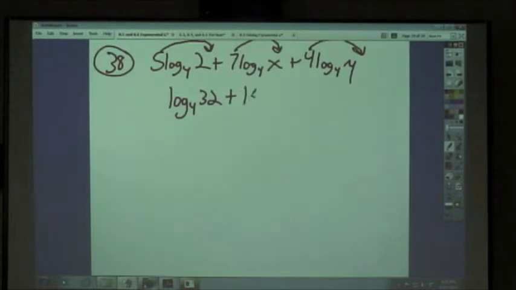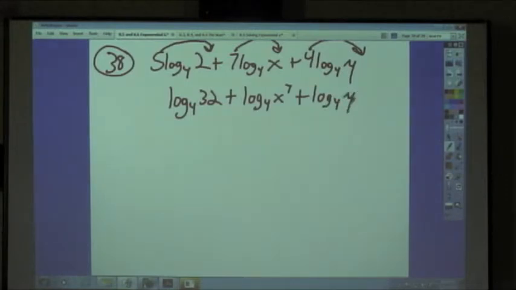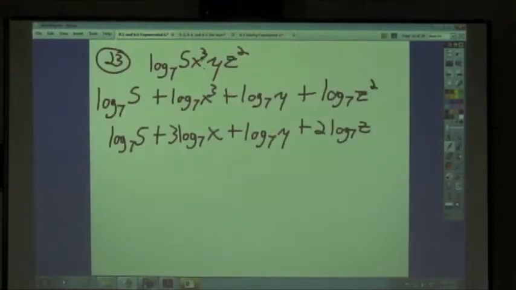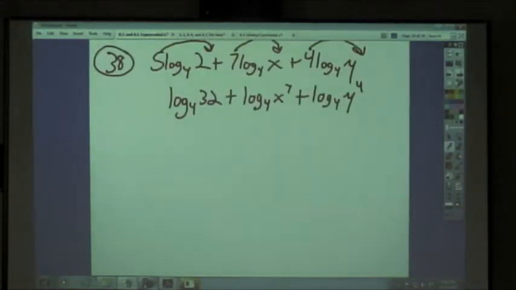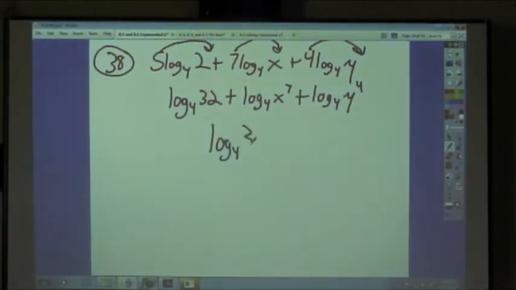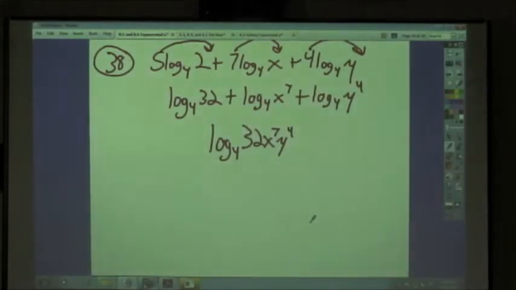Then I move this in here. This will be log base 4 of x to the 7th power and log base 4 of y to the 4th power. Notice there's addition between all of these. So very much like that one that we expanded a little while ago, that we had a lot of things that were multiplying, we separated them with addition. Same thing here, except we're going backwards now. We're condensing. All of these things are adding together. So we will condense them to one logarithm by multiplying 32 x to the 7th, y to the 4th. All of that now is inside that one logarithm multiplied together.